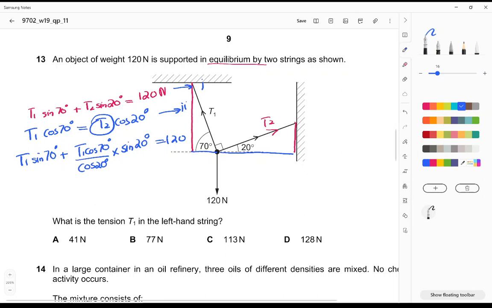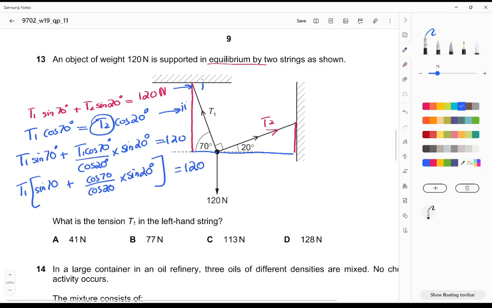And I will be using a calculator. So I have the calculator with me again. First of all, I cannot subtract at the moment. I'm just going to take T1 as common. So this is going to be T1 times sine 70 plus cos 70 divided by cos 20 multiplied by sine 20 degrees, and that is equal to 120.